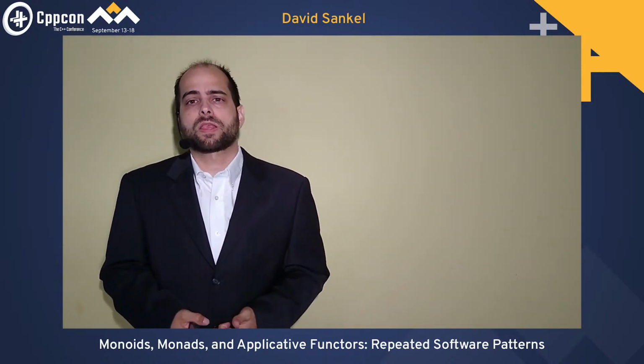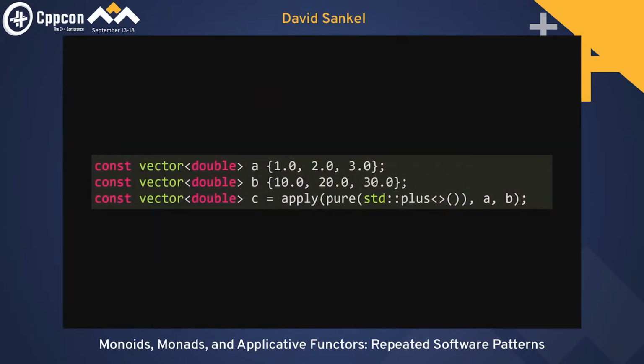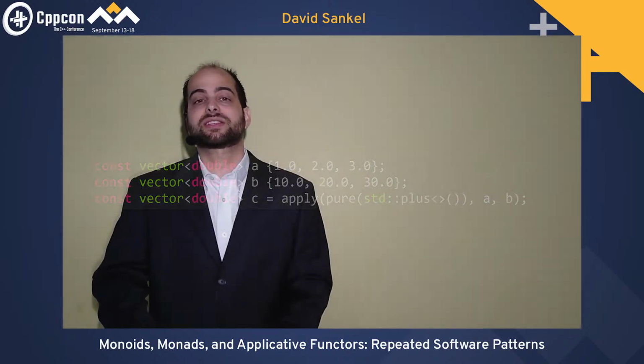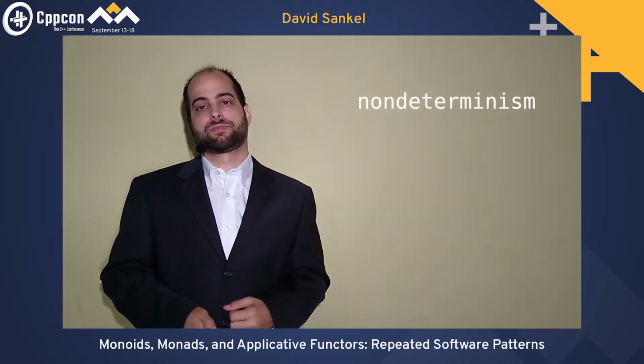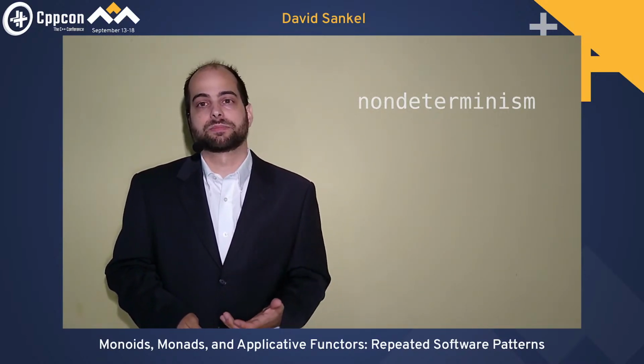Well, think about it. Let's look at this code snippet here. Here we have a vector of doubles A and a vector of doubles B. And what we do is we apply std::plus to A and B. And of course, we're doing the n-argument version of apply here. What you get are all the different possible ways to add elements of A and elements of B. This is non-determinism. The applicative functor for std::vector models non-determinism.